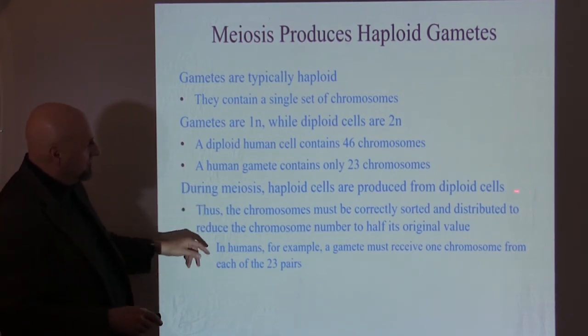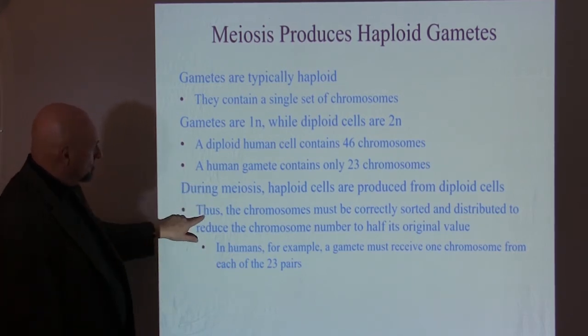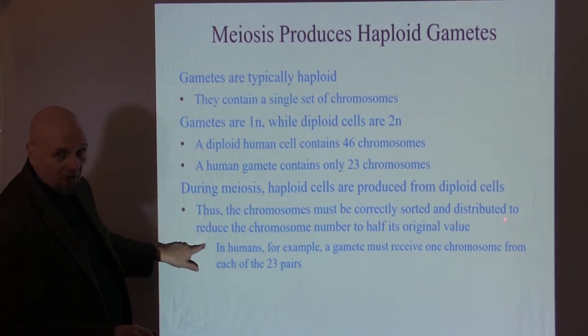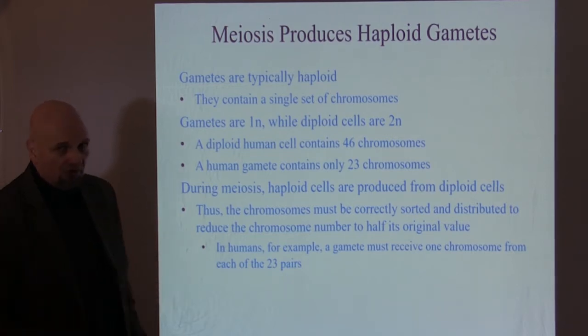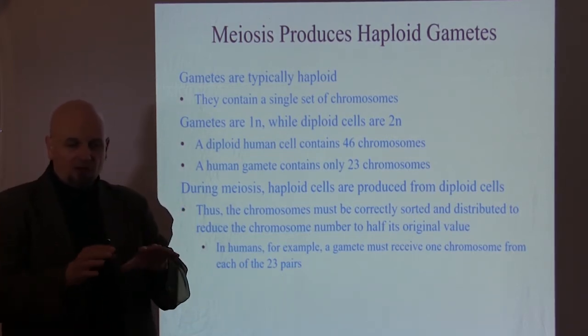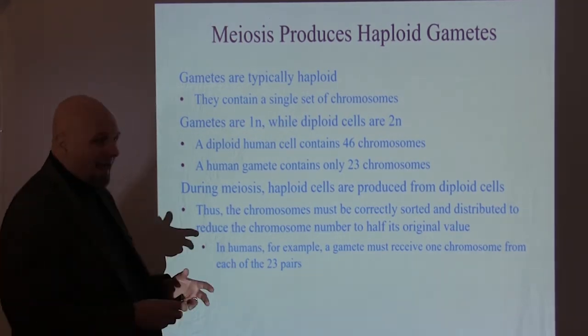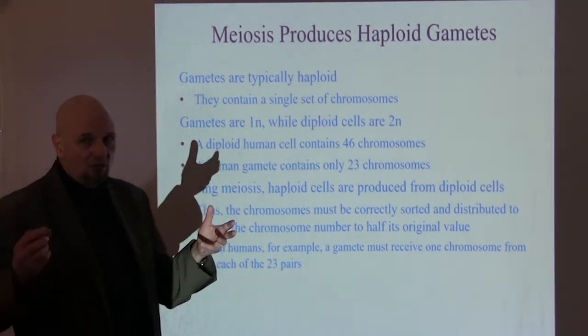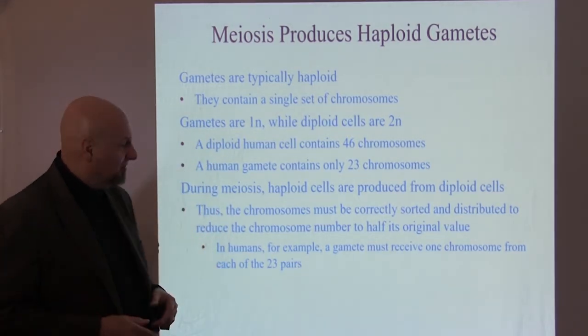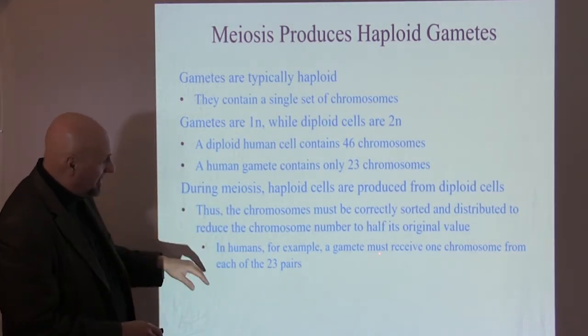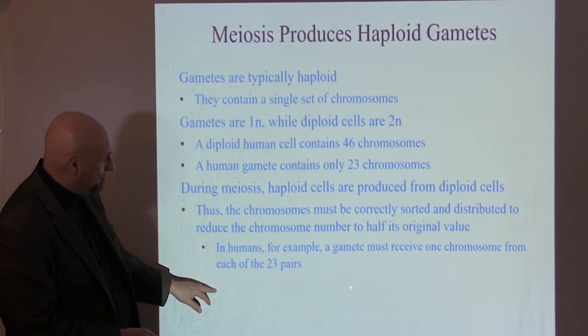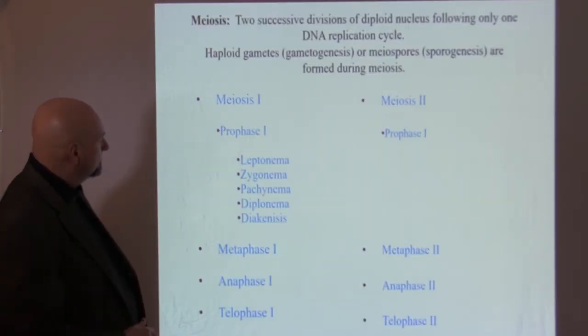During meiosis, haploid cells are going to be produced from the diploid cells. Thus, chromosomes must be correctly sorted and distributed to reduce the chromosome number to half its original value. You can't have a problem there. You need to have good segregation of the chromosomes. That has to happen in order to bring them back together to have proper development. In humans, for example, a gamete must receive one chromosome from each of the 23 pairs.